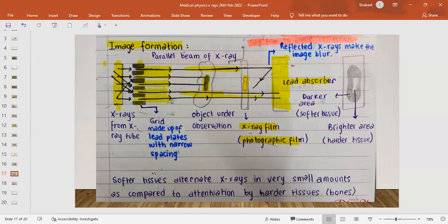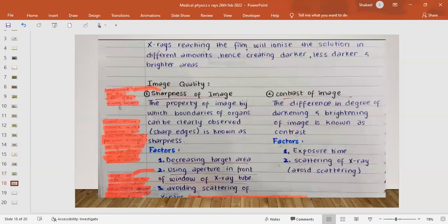When you develop that image, it will be in the form of this. The brighter area would be the harder tissue because X-rays are not passing through, and the darker area represents the softer tissue because X-rays pass through the softer tissue and they ionize the solution. So that comes in the form of a dark shadow. Soft tissues attenuate X-rays in a very small amount as compared to attenuation by the thicker tissues or bones, and that's the key to taking the image. X-rays reaching the film will ionize the solution in different amounts, creating darker, less dark, and brighter areas.